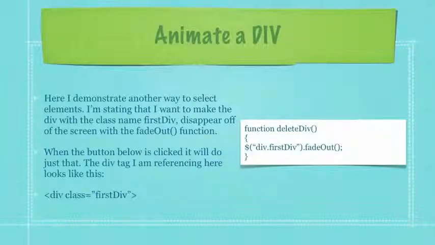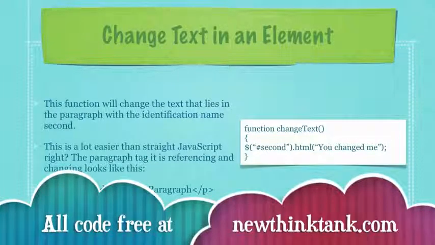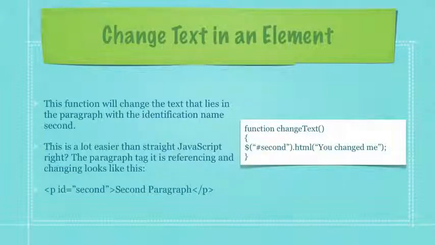When the button below is clicked, it will do just that. The div tag I'm referencing looks like what you can see here in the third bolded item on the lower left. This function will change the text that lies in the paragraph with the identification name second. This is a lot easier than straight JavaScript.